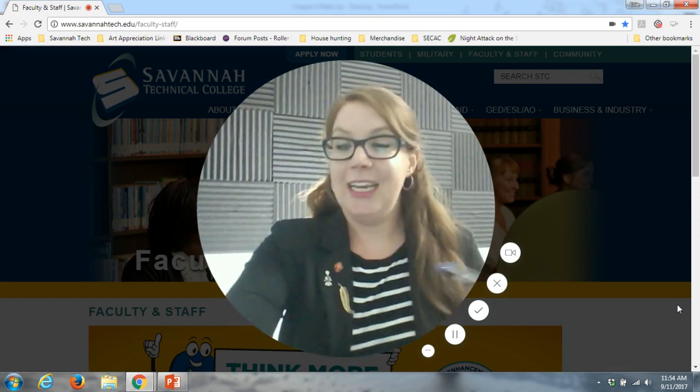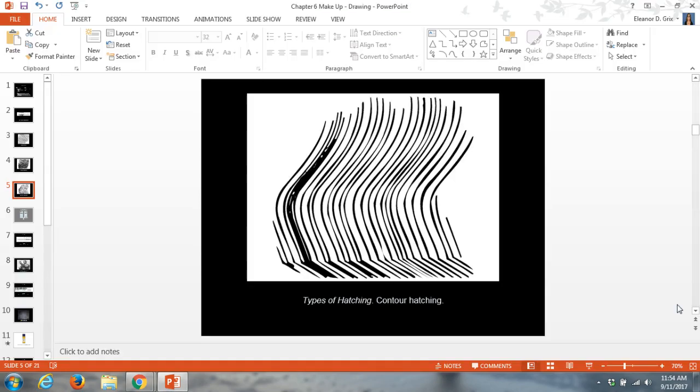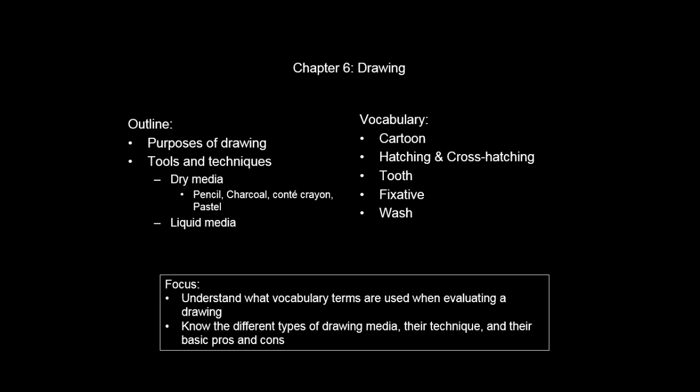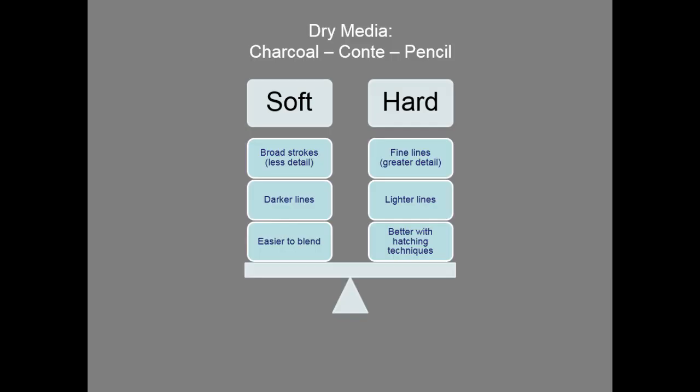Chiaroscuro. All right. So now let's take a look at the different media. We're going to start with dry media. Whoops, went too far back. All right, so there's dry media and there's liquid media, which means ink. We're going to take a look at the dry media first, which is charcoal, Conte, pencil, and pastel. I forgot to put that down, sorry.